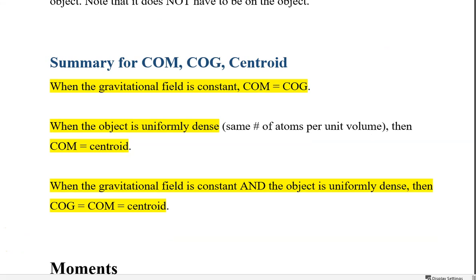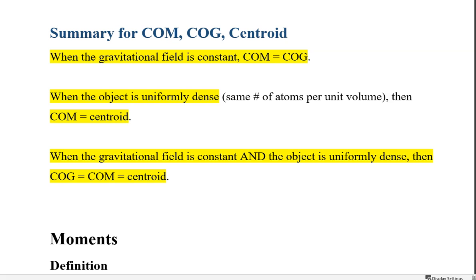Let's summarize what we've learned about the center of mass, the center of gravity, and the centroid. When the gravitational field is constant, center of mass and center of gravity are the same. That won't be true for something that's super tall on Earth, like one of those skyscrapers. When the object is uniformly dense, as it would be if it were made up of entirely the same material, then the center of mass is equal to the geometric center, or the centroid. When the gravitational field is constant and the object is uniformly dense, then all 3 are equal to each other.